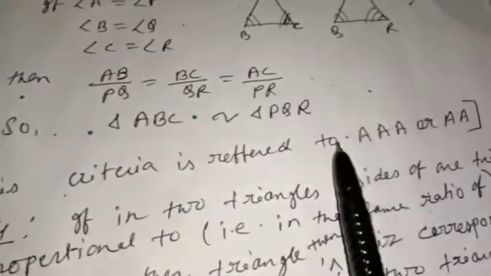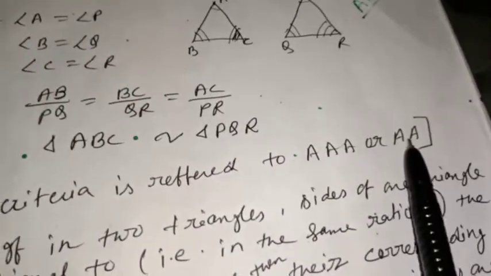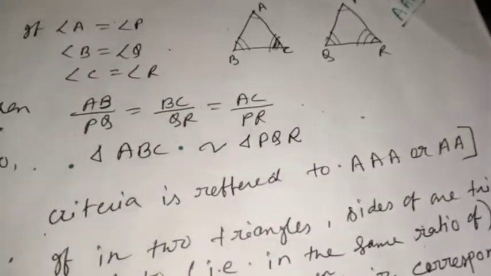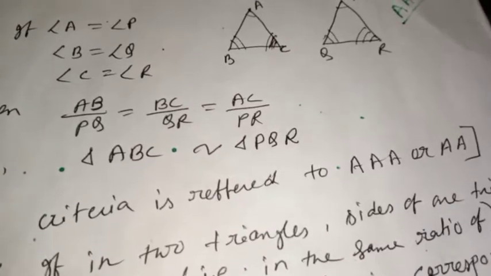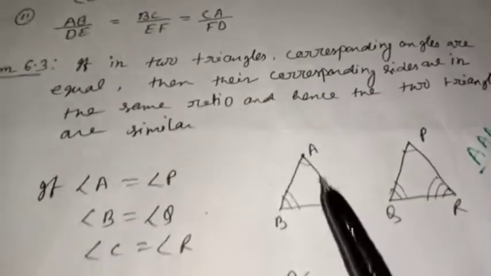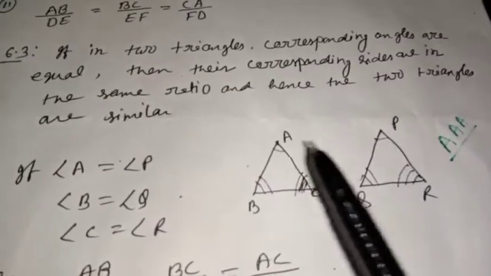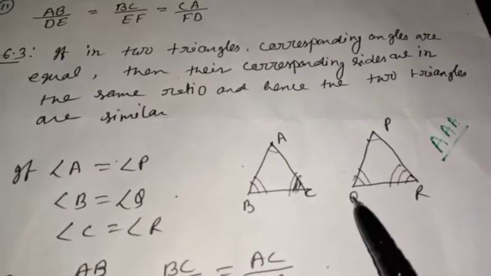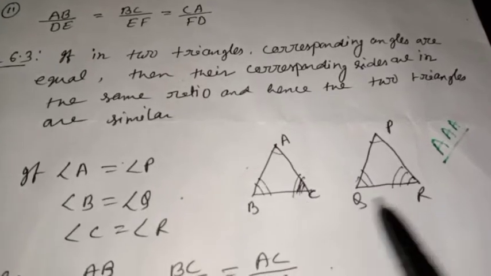AAA. And also it is important that this criteria is referred to as AA. Why AA? Do you know? If in two triangles, the sum of the three angles is how much? 180. If in two triangles you are getting, suppose angle A and angle B is equal, angle A is equal to angle P, angle B is equal to angle Q, automatically 100% angle C also becomes equal.